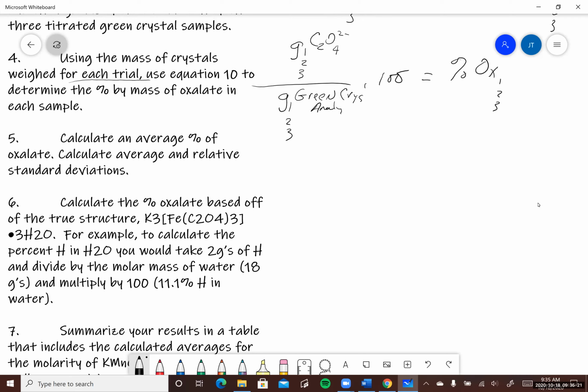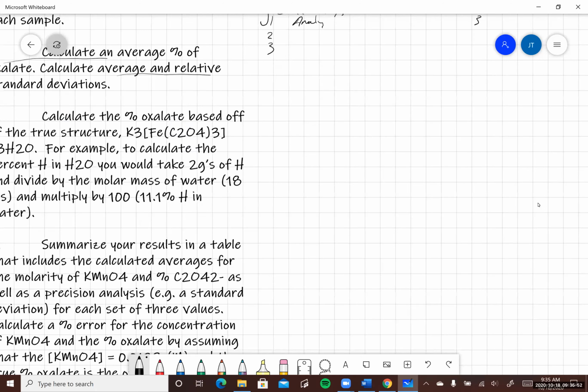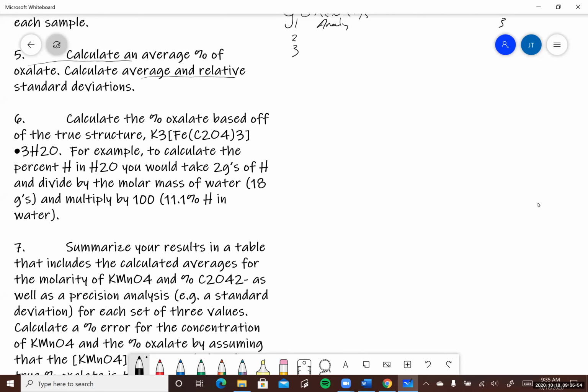Now calculate an average of the oxalate, calculate average and relative standard deviations. So you know how to calculate the average, and then it asks you to calculate the average and the relative standard deviations. So you can do that according to those formulas that you've done before. Then it says for number 6, calculate the percent oxalate based off of the true structure.